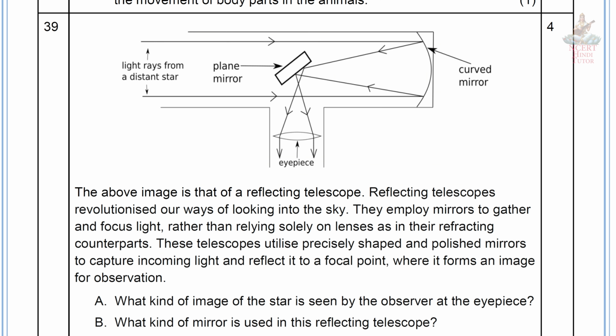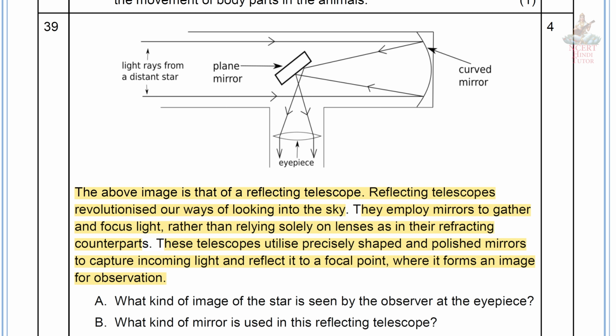Question 39. The above image is that of a reflecting telescope. Reflecting telescopes revolutionized our ways of looking into the sky. They employ mirrors to gather and focus light rather than relying solely on lenses as in their refracting counterparts. These telescopes utilize precisely shaped and polished mirrors to capture incoming light and reflect it to a focal point where it forms an image for observation.